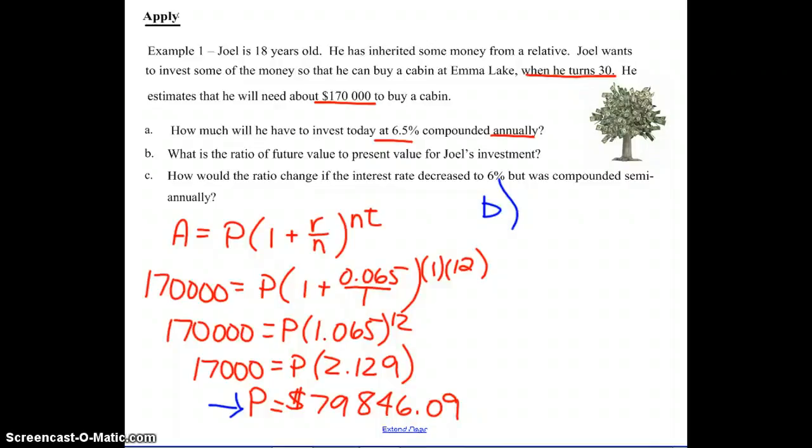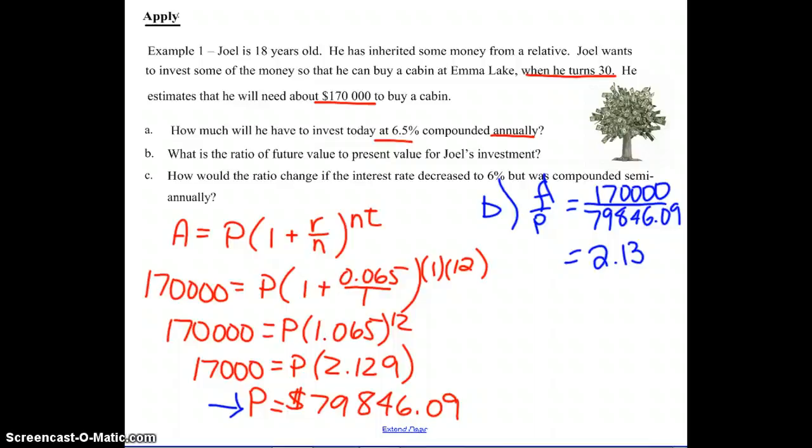Then part B says, what is the ratio? The ratio is the future over the present. So the future value, which we actually write as A, is 170,000. And the present value, or the amount he had to invest today, is $79,846.09. So when you divide these two, 2.13 would be the ratio.